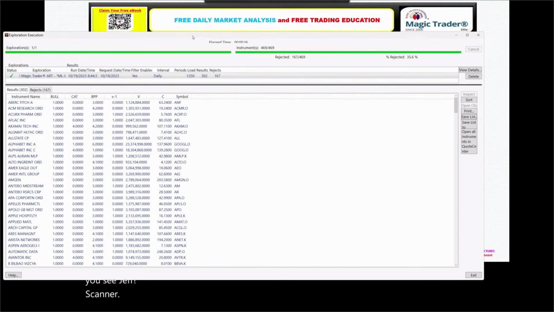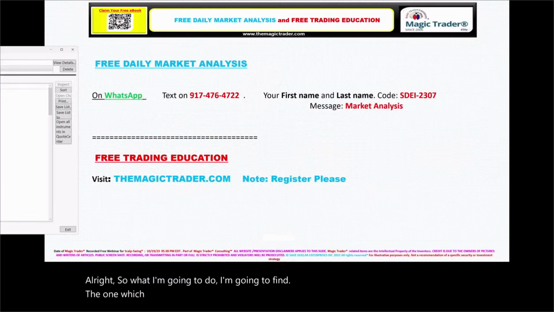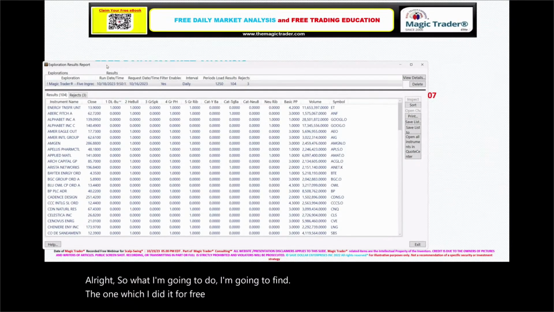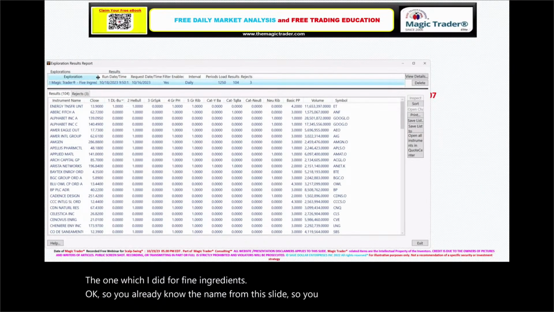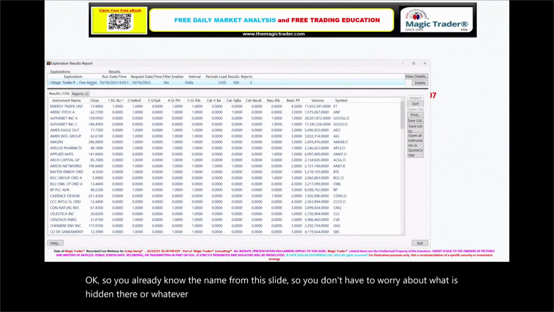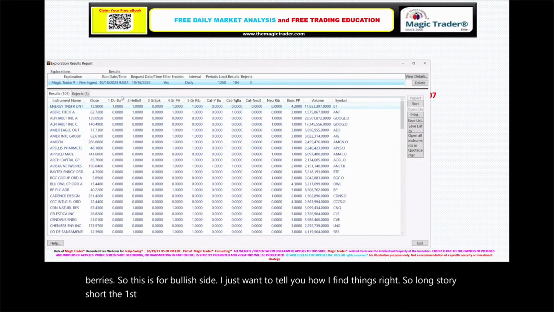All right. So what I'm going to do, I'm going to find the one which I did for 5 ingredients. You already know the name from this slide, so you don't have to worry about what is hidden there. The one name I showed you for bullish and one bearish. So this is for the bullish side. I just want to tell you how I find things. So long story short, the first one on that date.